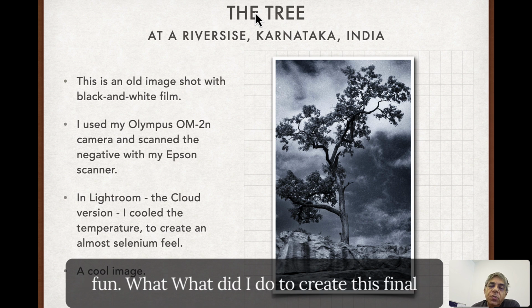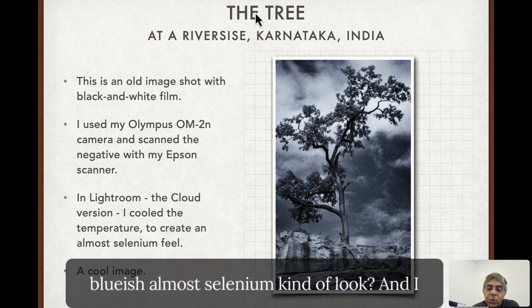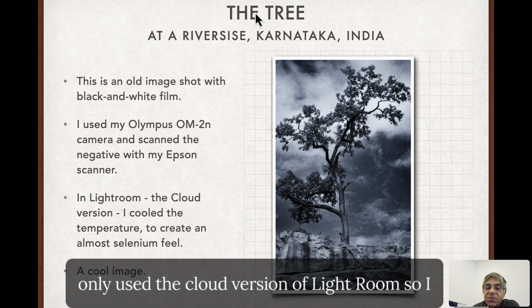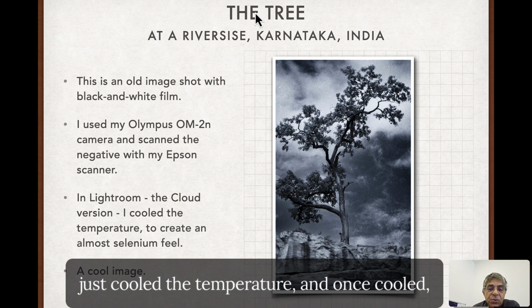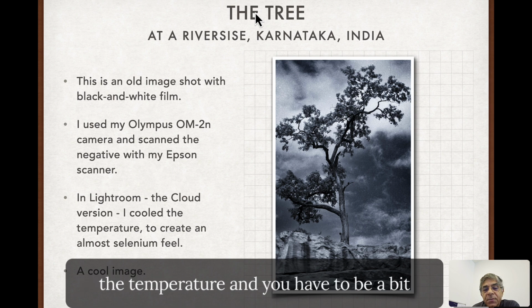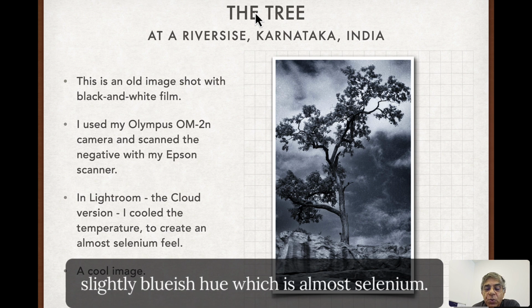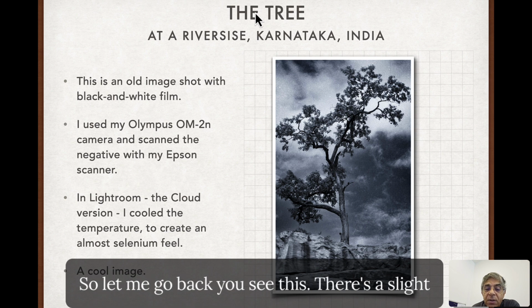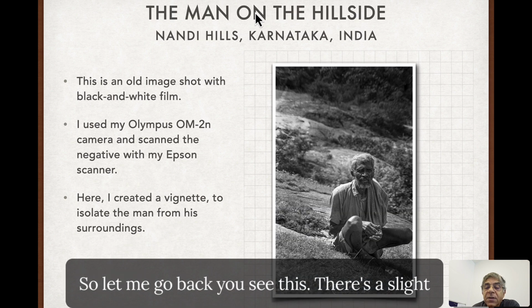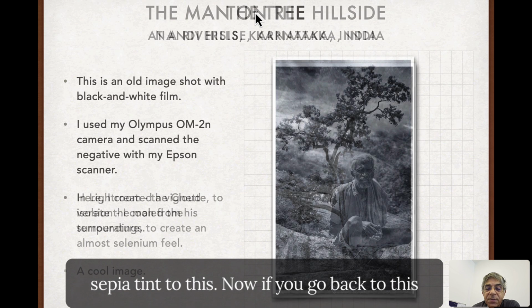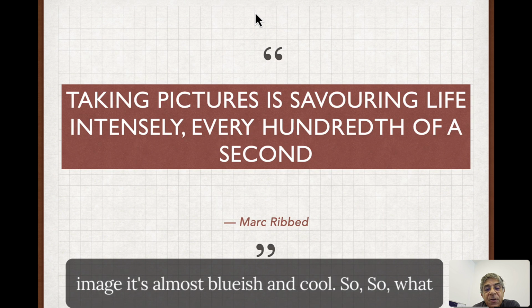What did I do to create this final bluish, almost selenium kind of look? I only used the cloud version of Lightroom. So I just cooled the temperature, and once you cool the temperature, and you have to be a bit careful, don't go over the top. It created this slightly bluish hue, which is almost selenium. So let me go back. You see this? There's a slight sepia tint to this. Now if you go back to this image, it's almost bluish and cool.